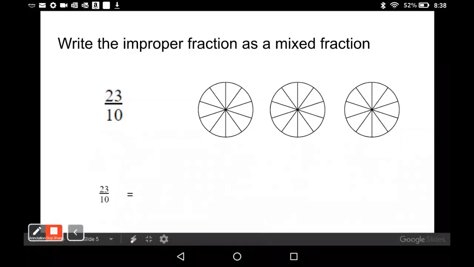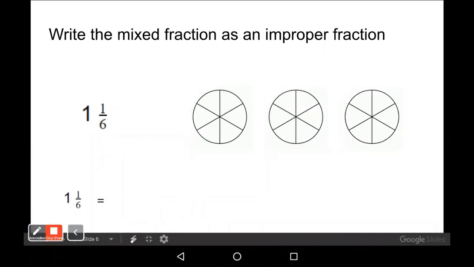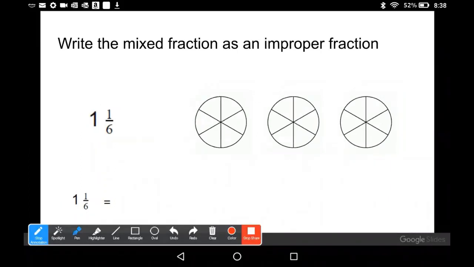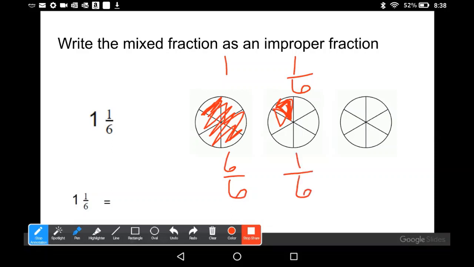Now we're going to look at writing a mixed fraction as an improper fraction. So 1 1/6. 1 1/6 means I have an entire piece, there's my 1, plus 1/6. So I have a whole piece, which gives me 6 pieces, 6 out of 6, plus another 1 piece. How many sixths do I end up with? I've got 6 here and I've got 1 here. So I have a total of 7 sixths.